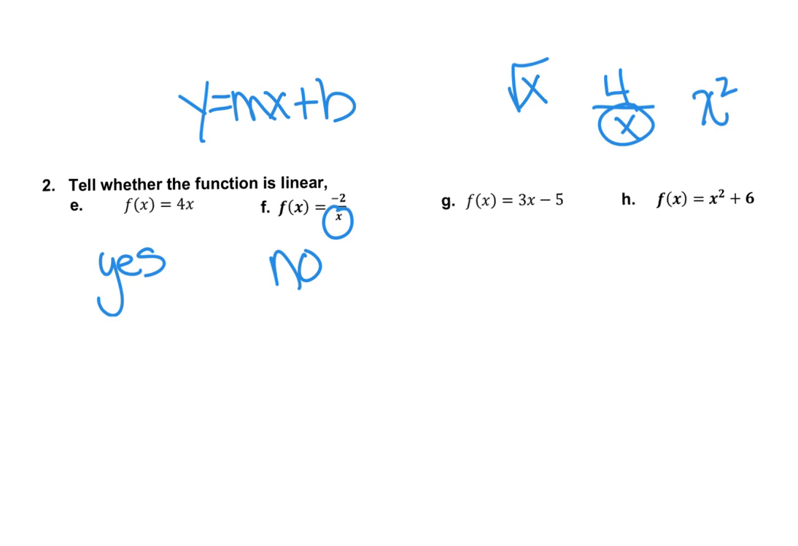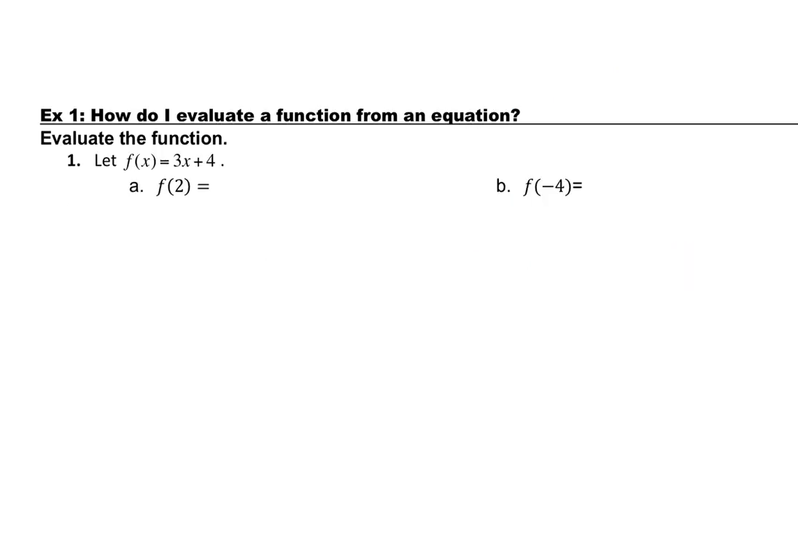For letter G, we have the f of x is equal to 3x minus 5. Notice, here's our slope, and here's our y-intercept. This is a linear equation. It is yes. So as long as it can be written in that form, it is going to be linear. And now take a look at letter H. We have x squared. We cannot have an x squared or an x to the third or a y squared in order for it to be linear, so this is going to be no.